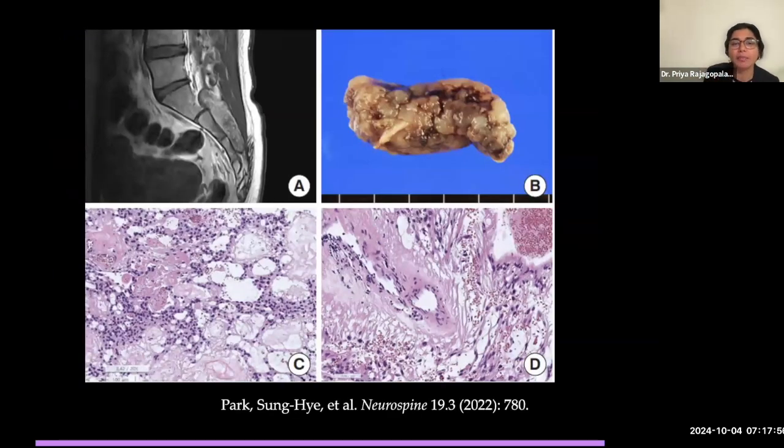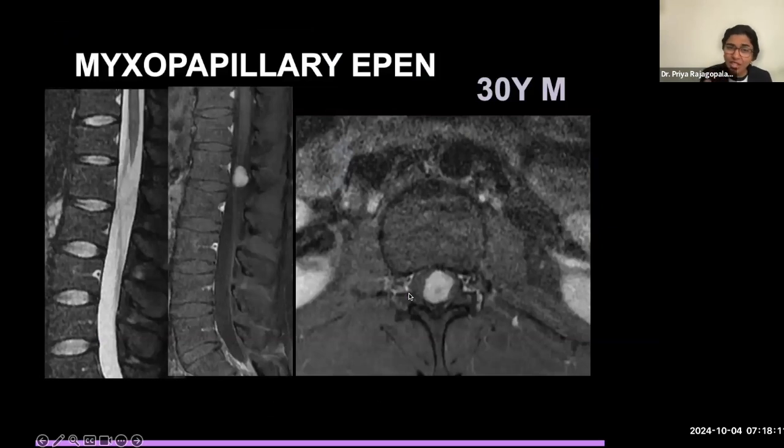Now, here's an example of a myxopapillary ependymoma. In general, ependymomas tend to be nicely circumscribed. And as you can see, this is a circumscribed tumor lower down. This was excised, and this is the histopathological examination of it. Here's another example. It's a nice enhancing tumor.